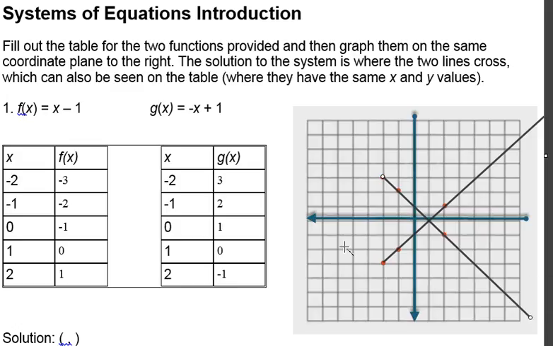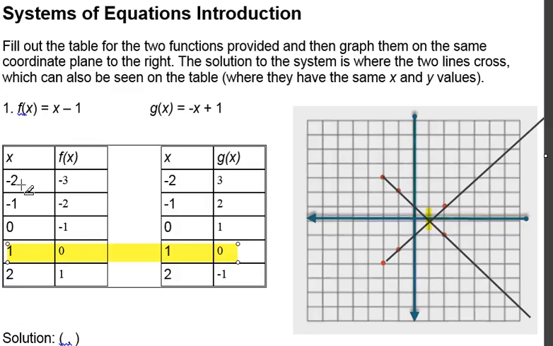If you look over here on the right, you can see that it crosses at 1, 0. All right, 1, 0. So I'm going to highlight that right here. I'm going to highlight it over here as well.